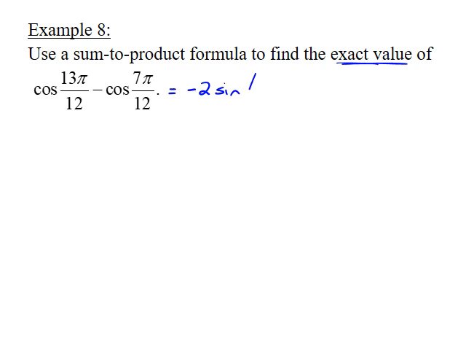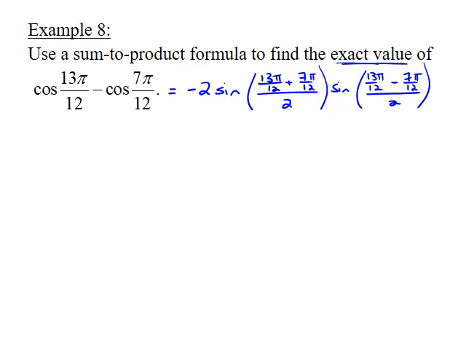So we'll have negative sine of 13 pi over 12 plus 7 pi over 12, all of this divided by 2, times sine of 13 pi over 12 minus 7 pi over 12, all divided by 2. Then we're just going to do algebra and simplify all these arguments. If you want to pause the video and try to do some of this algebra on your own, that might be wise.